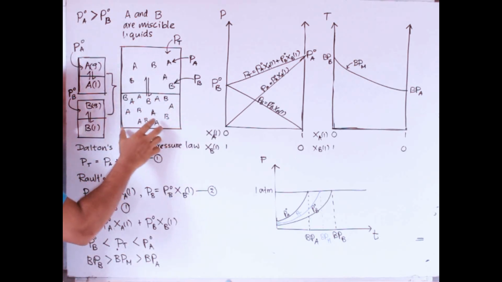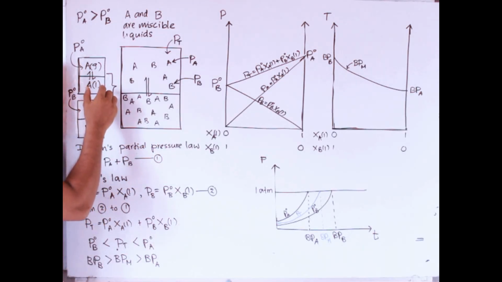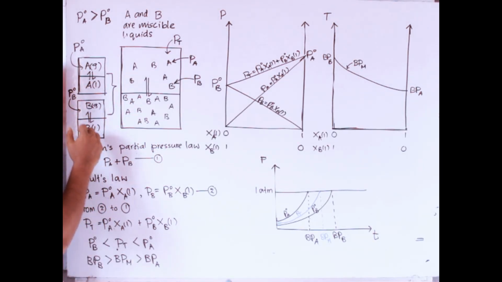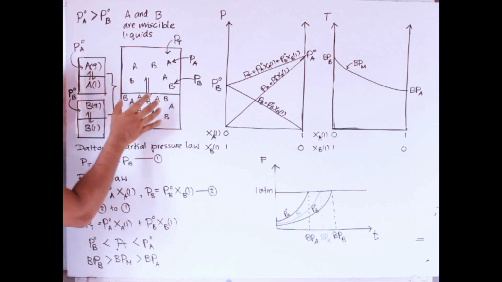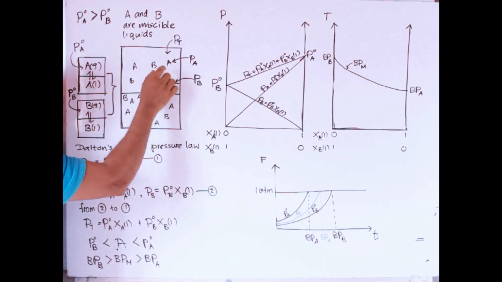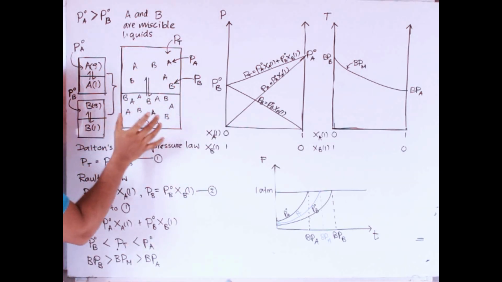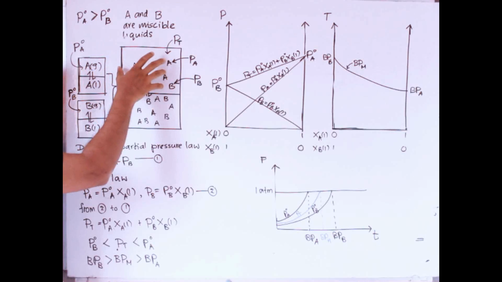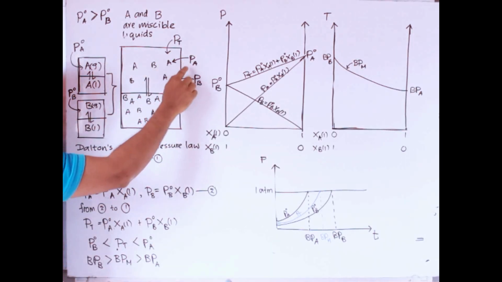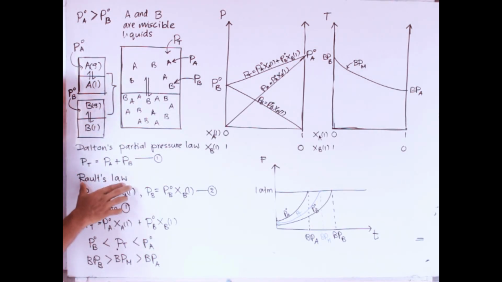Since we are dealing with an ideal solution, we have assumed the intermolecular attractions between A and A, B and B, and finally A and B are all the same in strength. The behavior of this solution is going to depend on the total pressure generated by the vapor, and that is going to depend on the composition of the liquid. So let's apply Dalton's partial pressure law. The total pressure is equal to the addition of the partial pressures. Now let's apply Raoult's law for each partial pressure term.